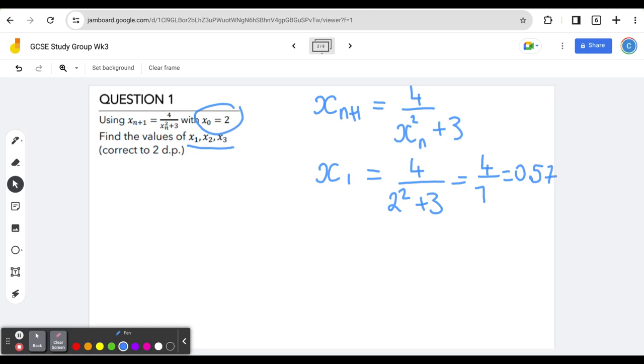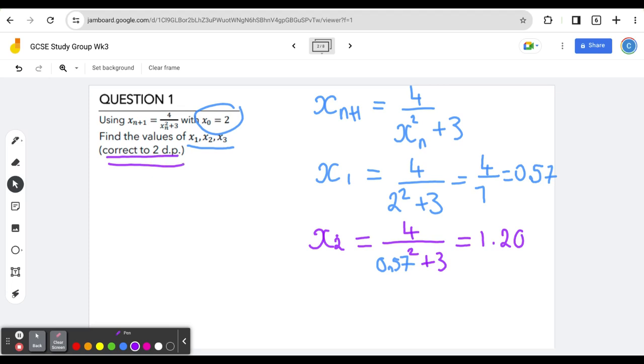So now I'm going to find x2. I'll use a different colour. So I'm finding x2 now, which will be found by doing 4 divided by the previous term squared, which is 0.57 squared plus 3, which I'm just going to put fully into my calculator, and I will get 1.20 as my answer. Notice that I'm putting the 0 because I've rounded it, showing that I have actually rounded to 2 decimal places as opposed to 1.